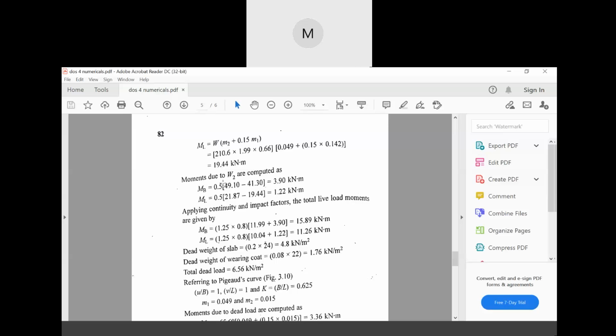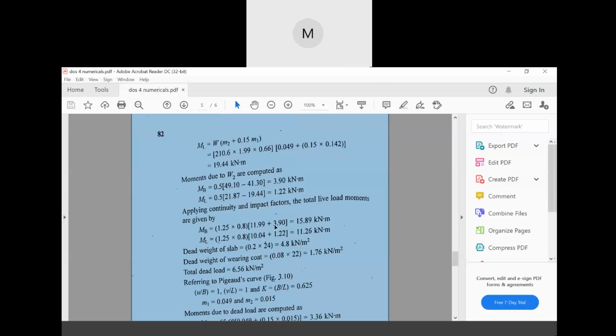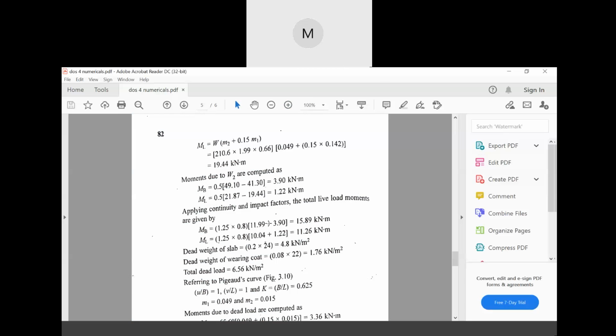This 0.5 is actually for this W2, which we consider under W2 to make it symmetrical, right? But we have to find out only for one W2. That is why we divided it by 2 after making it symmetrical. That's it. Now the total live load moments: continuity and impact factor. These are the two factors to be considered for this type of design in IRC Class A loading. So 1.25 and 0.8 are the continuity and impact factor.